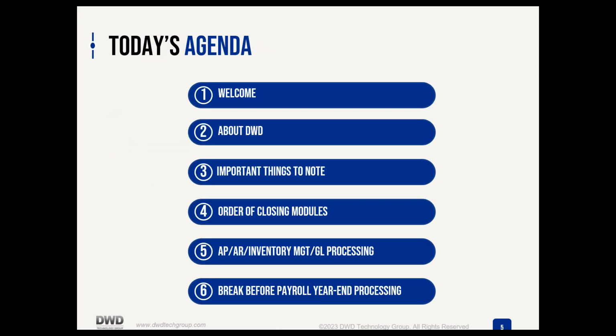So that's a little bit of the welcome today. What we're going to talk about, we'll give you a little overview of who DWD is. If you are not familiar with us, we want to share who we are and what we do. We're going to talk a little bit about some important announcements with regards to the Sage 100 software. We're going to talk about what we do for closing modules and why we do that, the order in which we do it, and then we'll talk a little bit more about what kinds of things happen as a result of closing modules at the year end or really at any period.